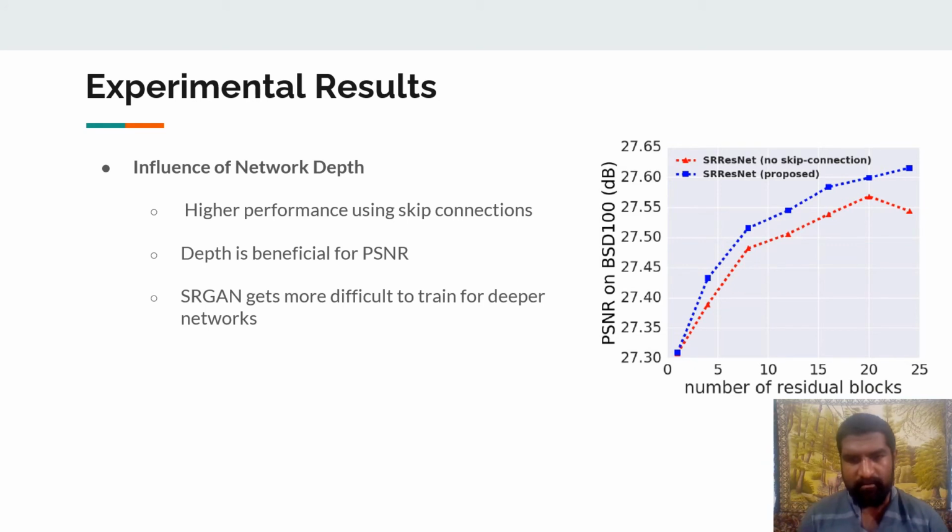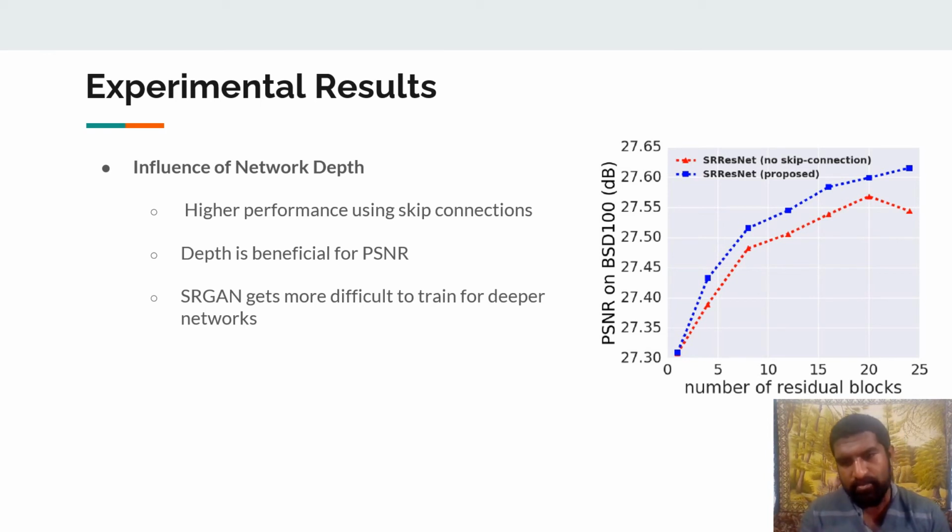In this research, they have also experimented on the impact of the number of residual blocks on the performance. And as you can see in the graph, as the number of residual blocks increases, the performance always seems to increase. For the scope of this paper, they have stuck to 16 blocks, which they identified to be a good balance that optimizes the computational complexity.